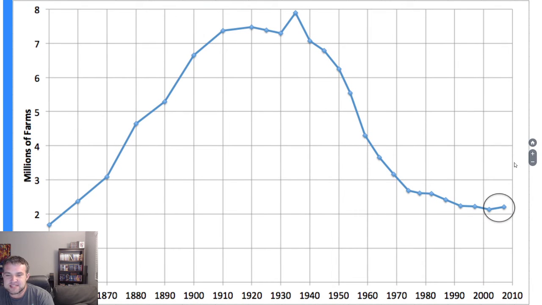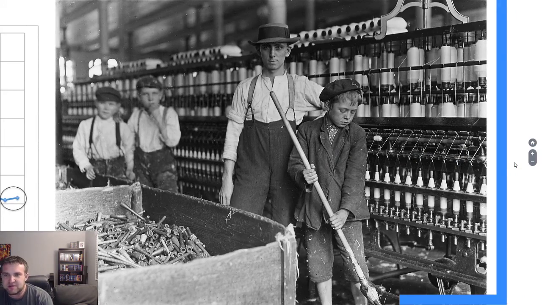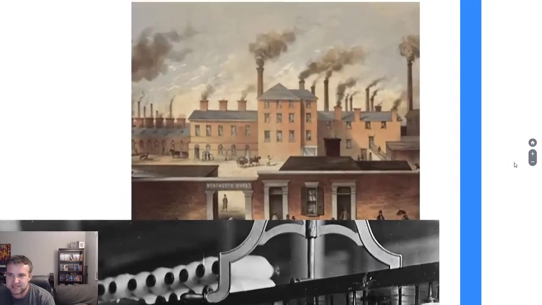Millions of farms in the United States. So as you can see, our farms were growing until about the 1930s, and now our farms are getting lower and lower and lower. And here's a whole family working in a city during the Industrial Revolution.